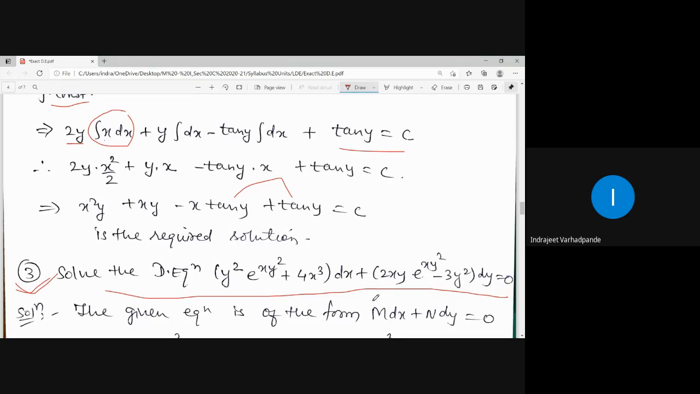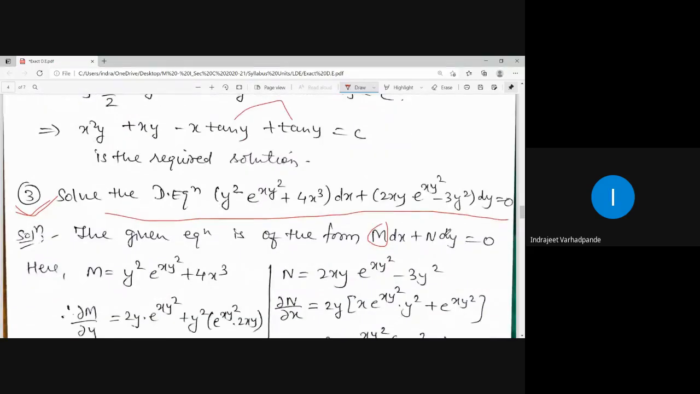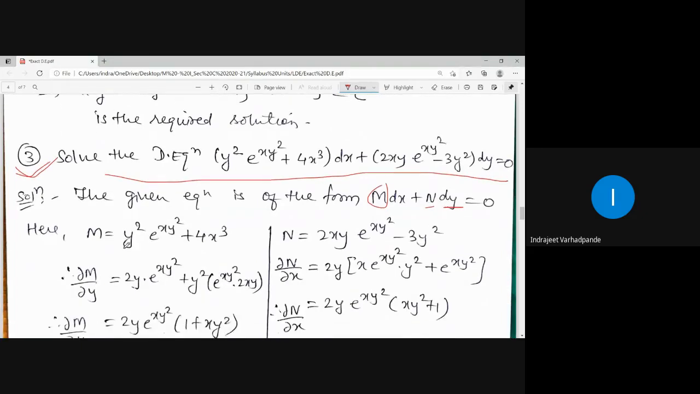which will surely be functions of x and y, and find the partial derivative as told to you, where the derivative is taken in the opposite variable. The coefficient of dx is M, but the derivative is taken partially with respect to y. The coefficient of dy is N, but its derivative is taken partially with respect to x. So I identify the value of M as y square into this plus this, and N is equal to this.